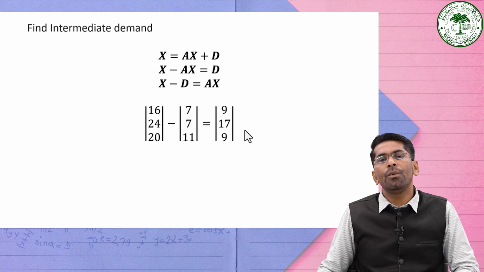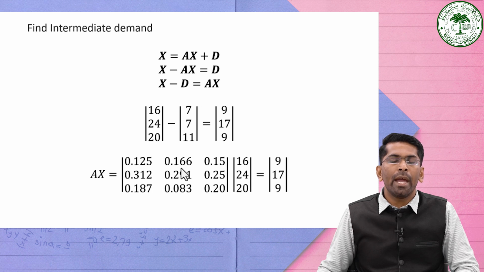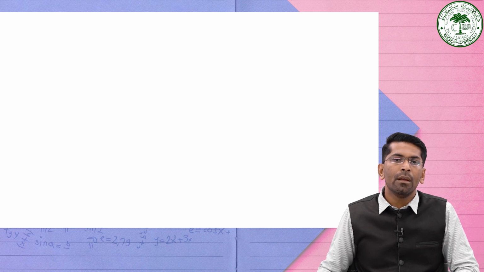In another way, you can also find out the intermediate demand. We have been given the coefficient matrix, and if you multiply the coefficient matrix with the output, that is 16, 24, 20, then it will produce 9, 17 and 9. So both are equal here, 9, 17, 9. In this way, we can find the intermediate demand.